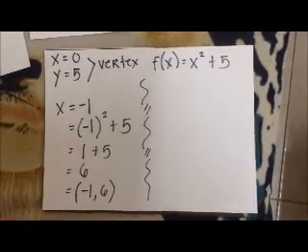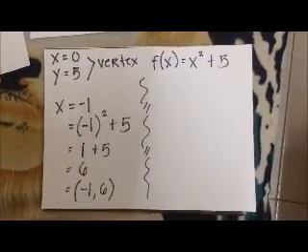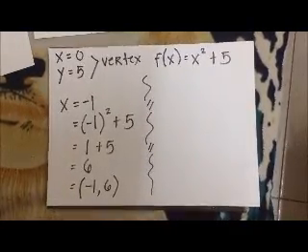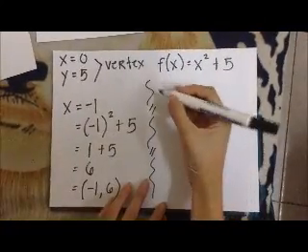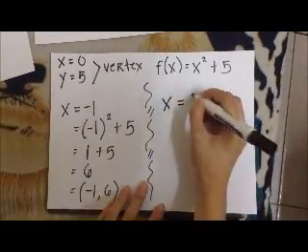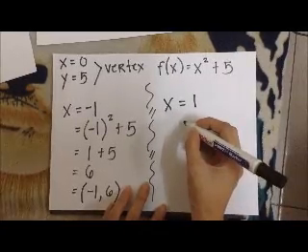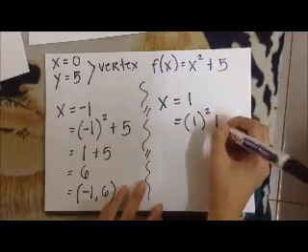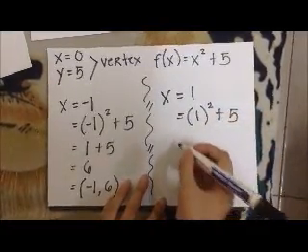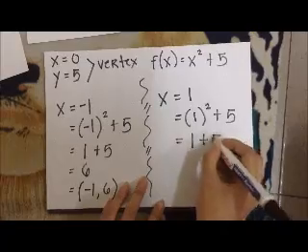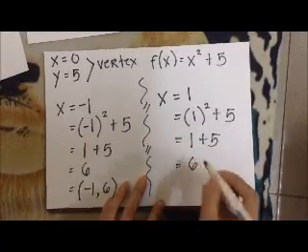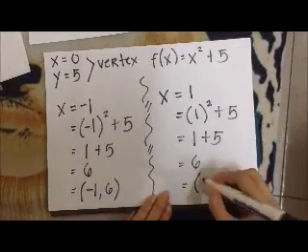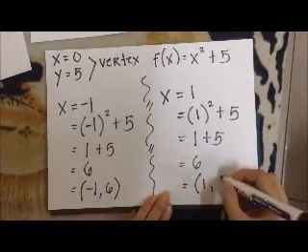And for our third and last point, we must think of a value that is higher than 0. For this problem, I'll use the value of 1. And it's time to substitute it into the quadratic function. One squared is equal to 1 plus 5. It's equal to 6. So for our final point, we have the value of x as 1 and the value of y as 6.